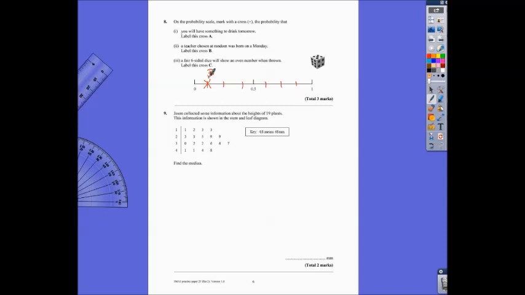It says a fair 6-sided dice will show an even number. Well, there are 3 even numbers on a dice, and there are 6 numbers altogether. So 3 out of 6 is the same as a half, or 0.5. So that will be in the middle there. We can label that C.